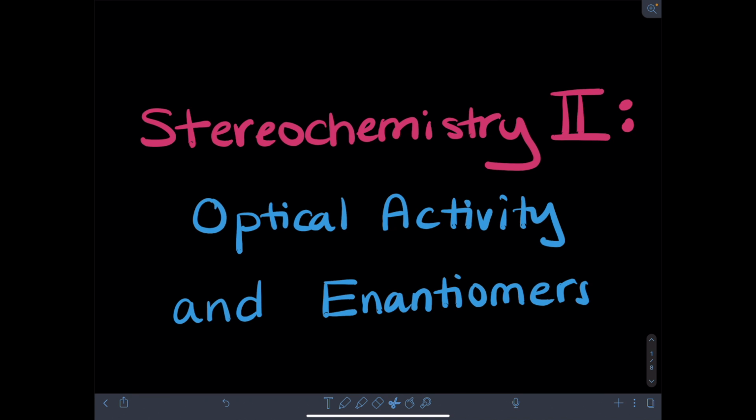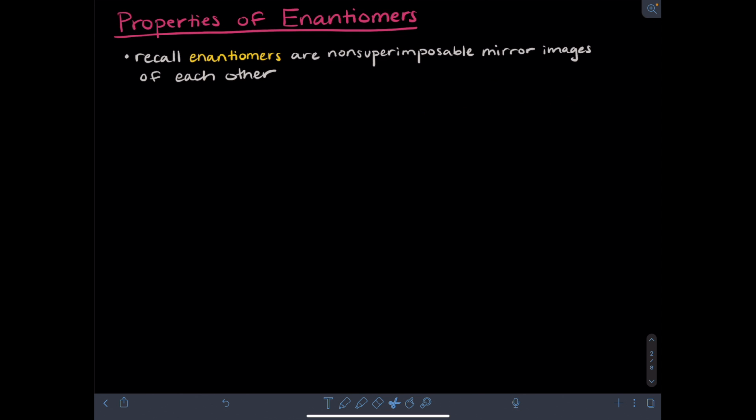Hi folks! In this second video about stereochemistry, I'm going to be talking about optical activity and enantiomers. Recall that enantiomers are molecules that are non-superimposable mirror images of each other. Enantiomers will have identical physical properties.